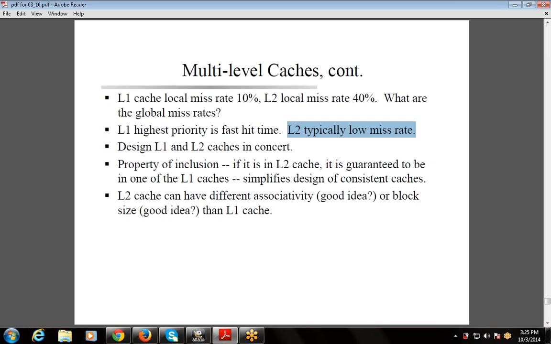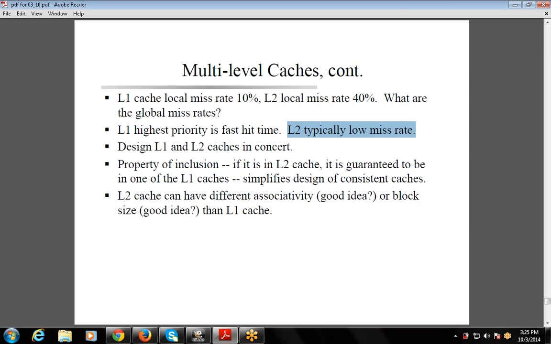Design L1 and L2 caches in concert. The first three points say L1 has a local miss rate of 10% and L2 has a local miss rate of 40%, and L1 has a higher priority access time as compared to the L2. Why? Because L1 is very near or close to the CPU.